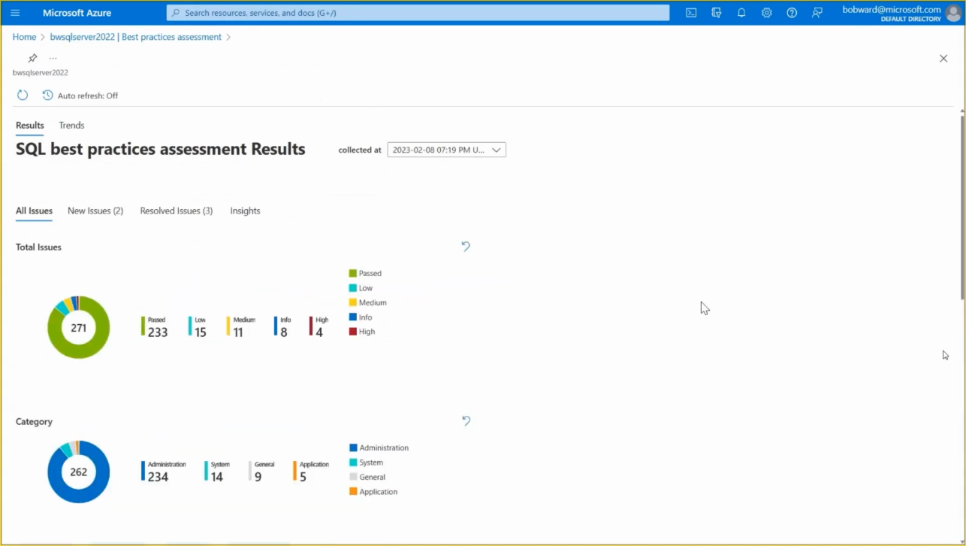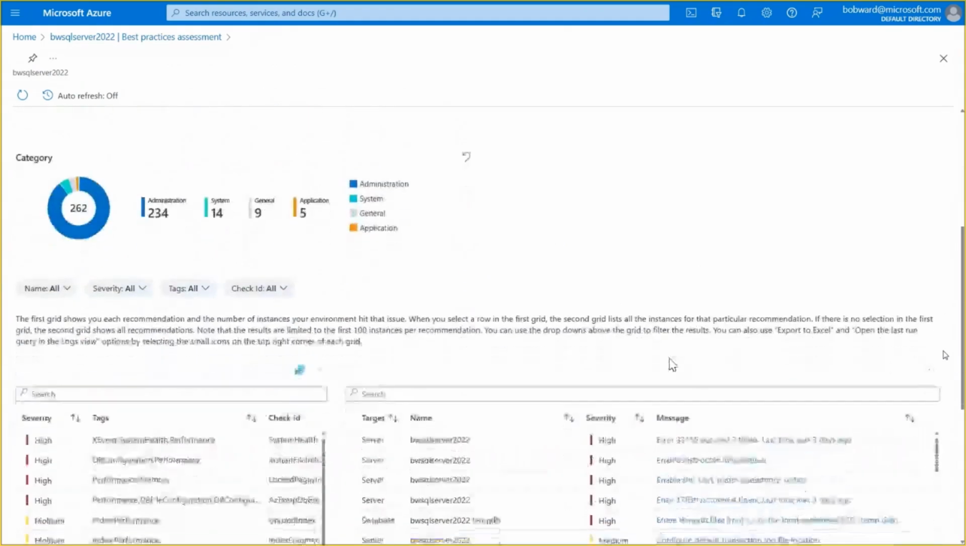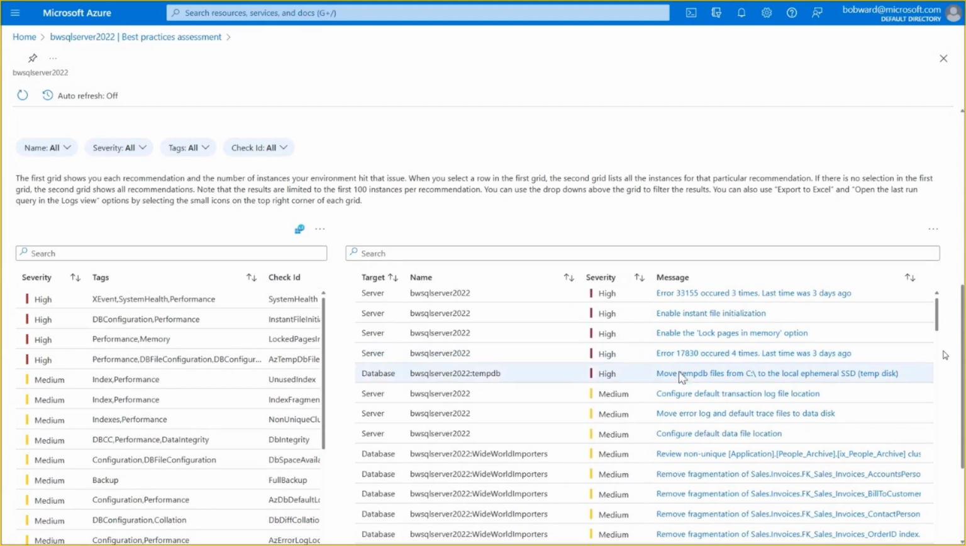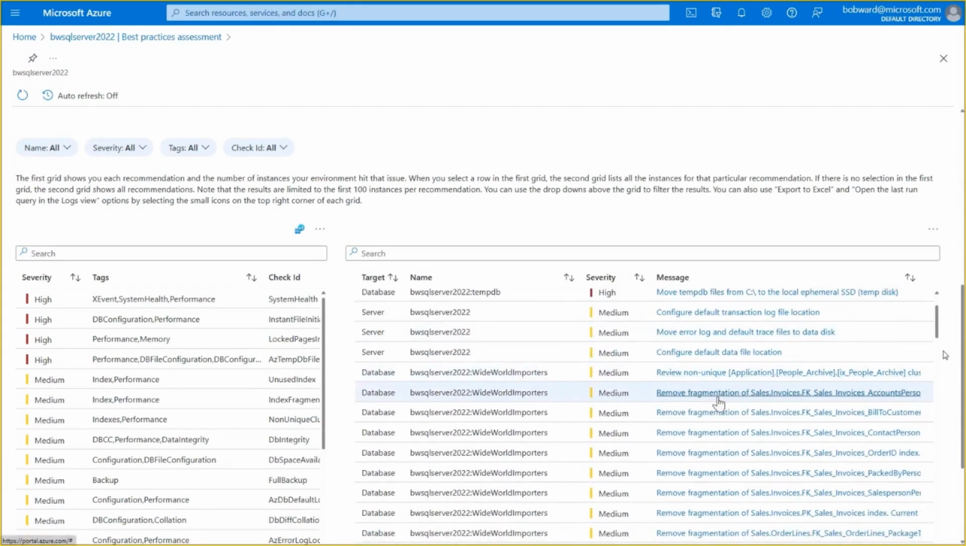So first of all, as I clicked on my assessment, I'm looking at kind of like a graph. Which ones have passed? Which ones have issues? What's the priority of these issues? And then a categorization. If you see to the right over here, there's a couple of interesting examples, like instant file initialization and locked pages, which are two configuration options that people look at all the time. But I could see errors that have occurred in my system, or maybe tempDB is not configured properly for the best I/O. I can even see things like fragmentation information at the database table level of my database. So a lot of rich information about best practices.